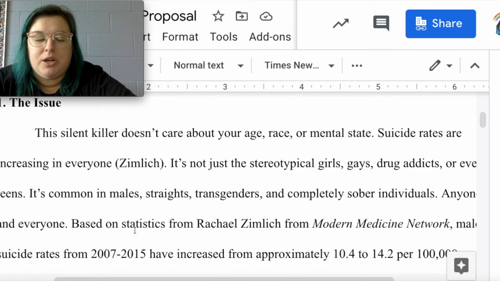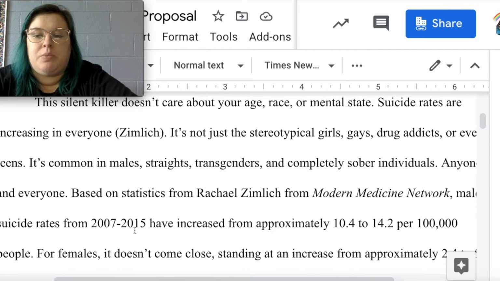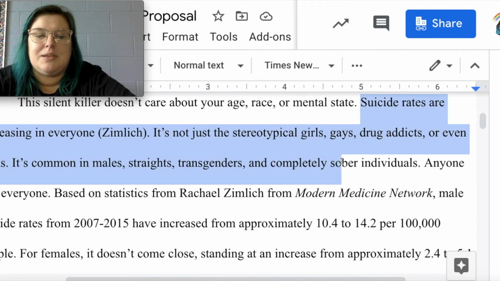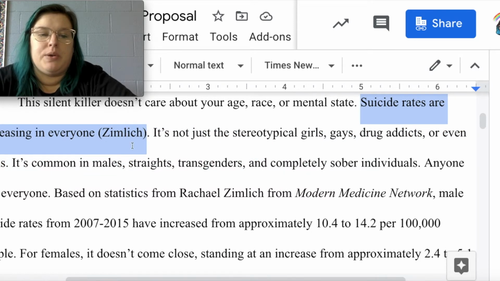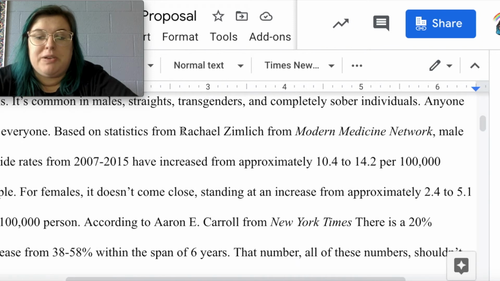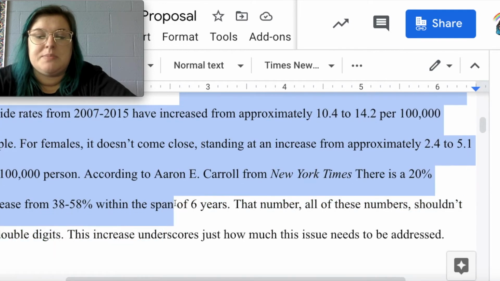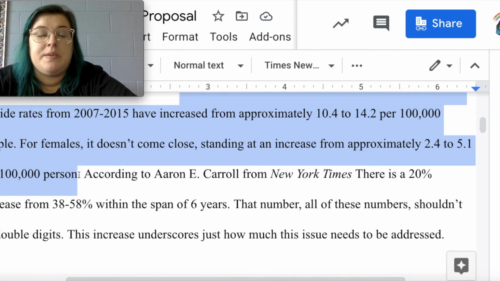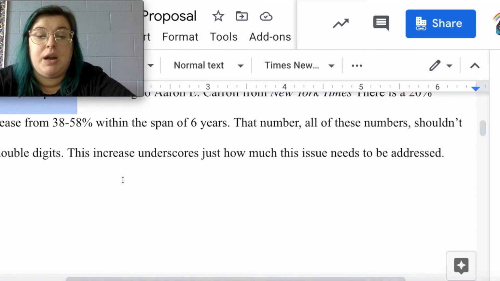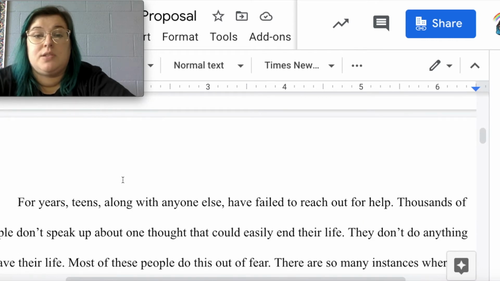So this first body paragraph is all about the suicide rates being on the rise. So if you look at this second sentence, she has this little thing in parentheses, which is the last name of a source. So she doesn't just say suicide rates are increasing in everyone, and that's her personal opinion, and just leave it at that. She actually found research to support her claim that suicide rates are increasing. So she details that a little bit further, the same source down here, giving us some statistics and facts to let us know that this really is a problem because it is more widespread, and on top of that, it's actually getting worse instead of better.